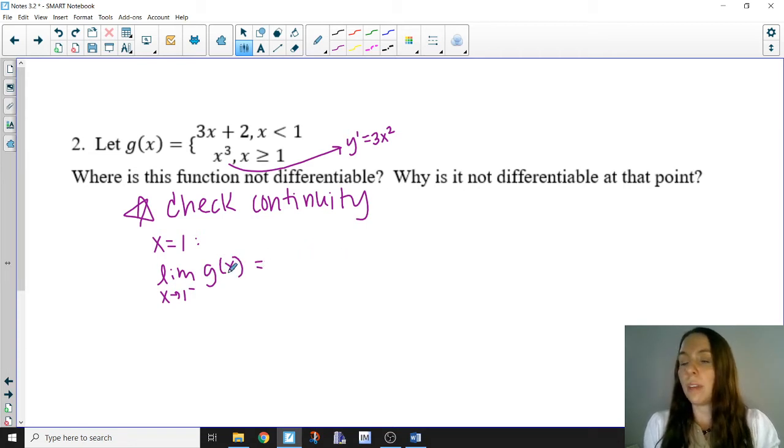And to evaluate that limit, I would be taking 1 and subbing it into the function piece that is less than 1. So I'm going to take 3 times 1 plus 2, and I get a limit value of 5. Next, let's do the limit as x approaches 1 from the right.